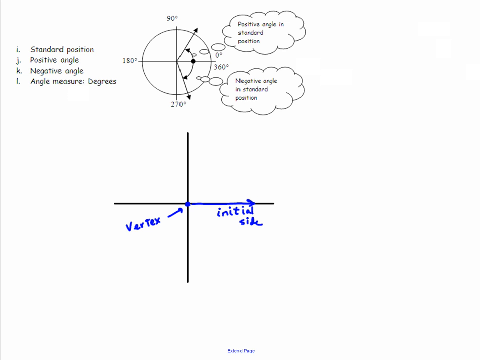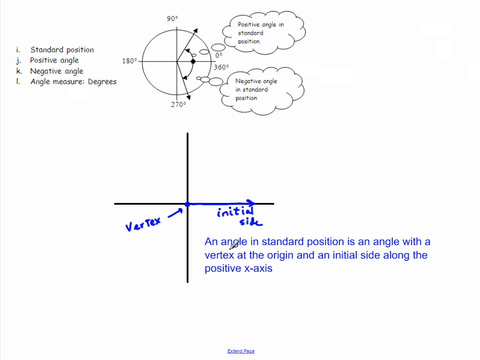Right? And actually, this is a very good definition to have written out. So an angle in standard position is an angle with a vertex at the origin, and has its initial side along the positive x-axis. Okay, as long as those two conditions are met, that angle is in standard position. Now it matters because we now have a reference system and a way to actually determine where that angle is.